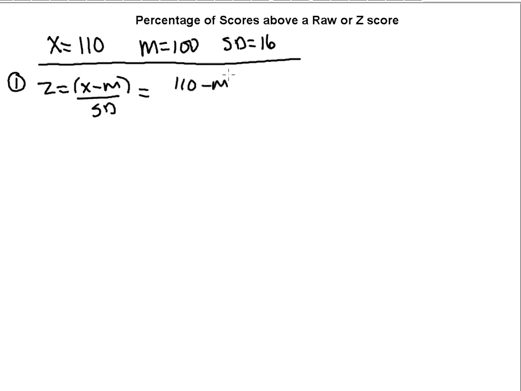110 minus 100, divided by standard deviation of 16. We can do the math. 110 minus 100 equals 10, divided by 16. And 10 divided by 16 calculates out to 0.625. We now have a z-score.